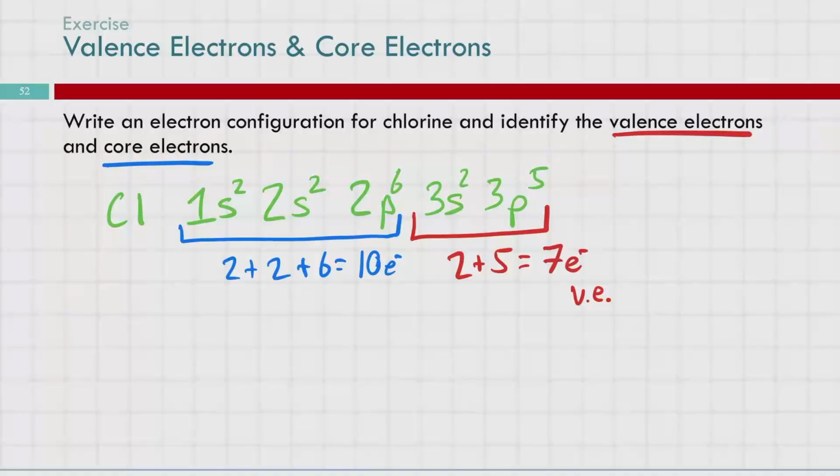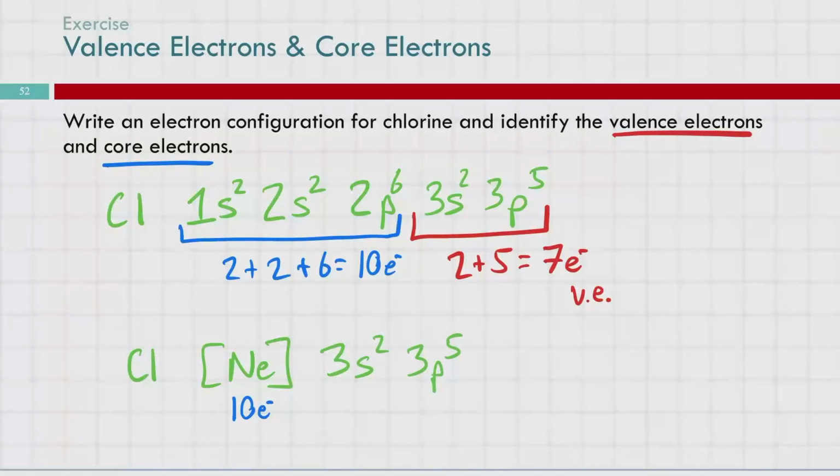We could have also used our shortcut to do this electron configuration, in which case we would have written Ne in brackets. Neon has 10 electrons because it has 10 protons, and so that would count for 10 core electrons. And then we would just count out in the row that we're in. So we get 3s2, 3p5, and we would still end up with a count of 7 valence electrons.